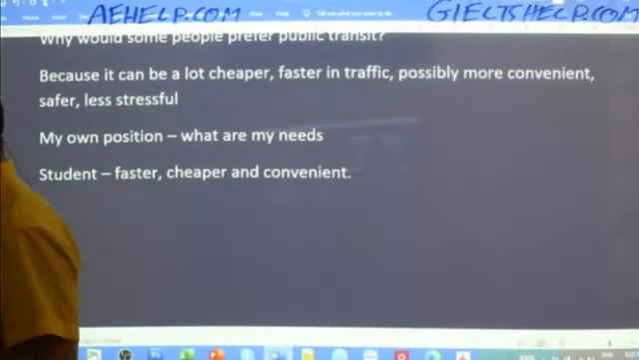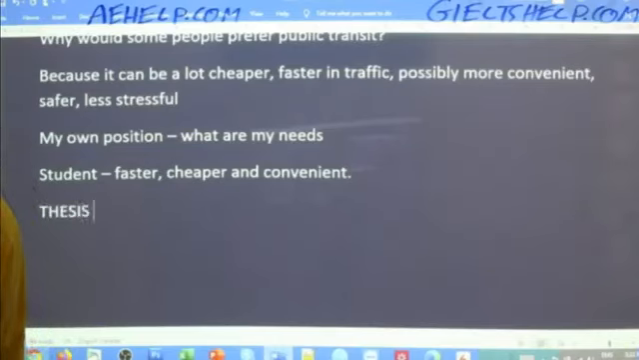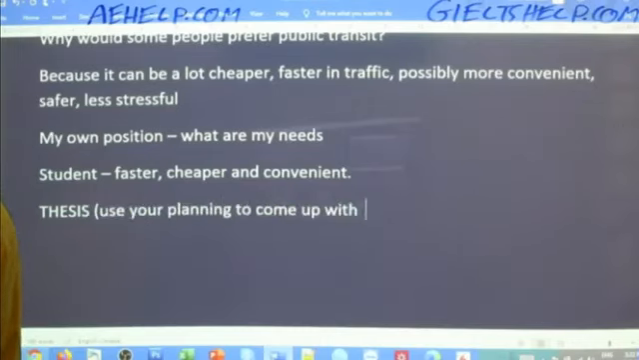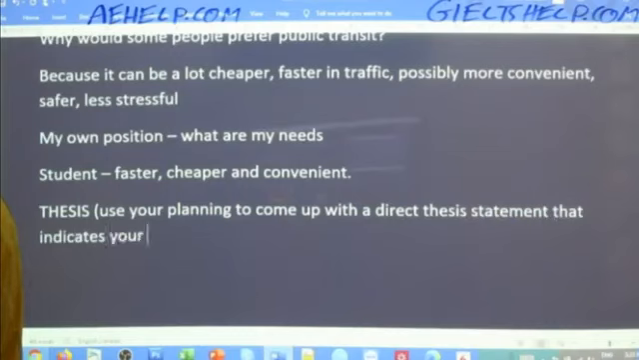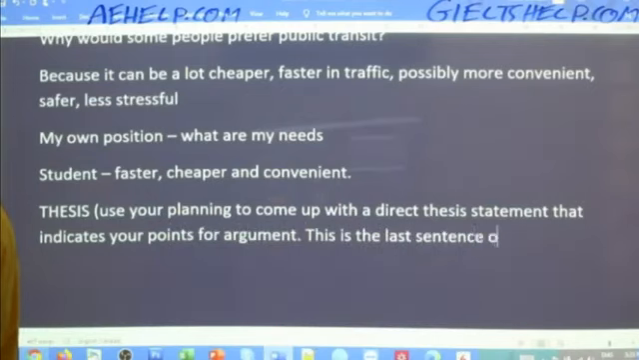All right, so now what I can do is come up with my thesis statement. The thesis: use your planning to come up with a direct thesis statement that indicates your points for argument. This is the last sentence of your introductory paragraph.